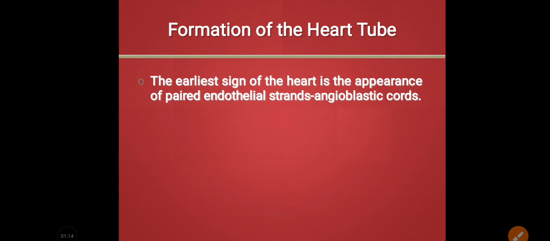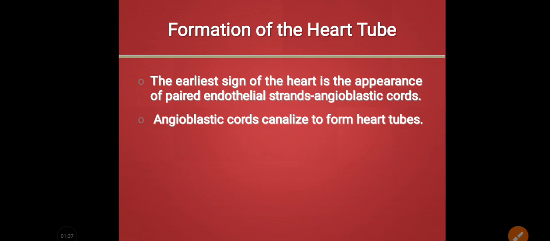We have a cell called angioblast cell. This angioblast cell forms a strand known as angioblast cord. We have two angioblast cords. This angioblastic cord has a lumen and is known as heart tubes. So there are two heart tubes.